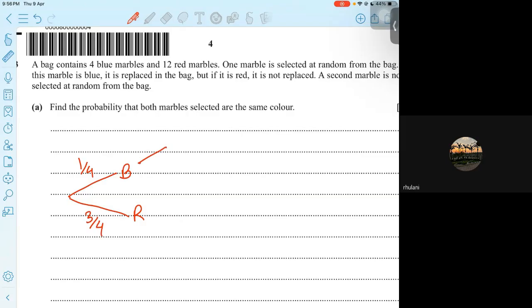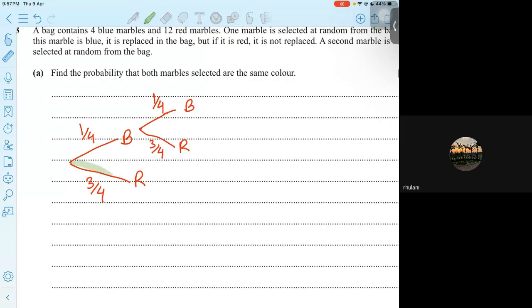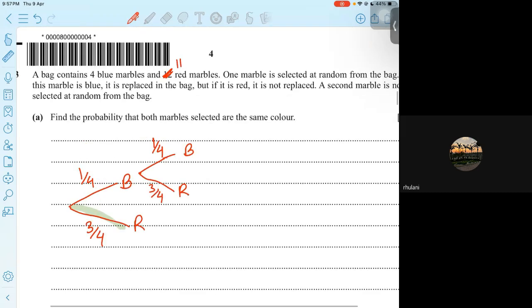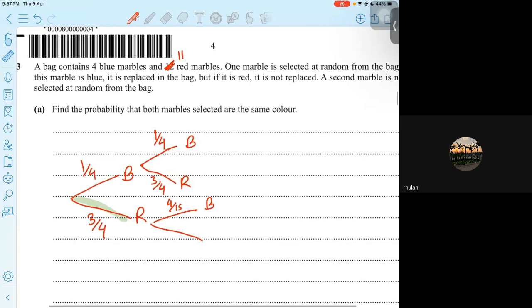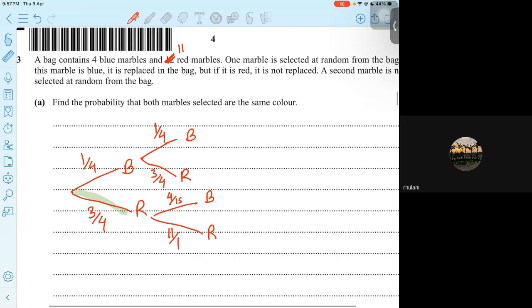So when we go to the second round for blue and for red, it's still just 1 over 4, because it's the exact same thing as the first scenario. And for the second scenario, it's still the exact same scenario because we didn't change anything. However, if we go down this route, then we pick the first marble and we see that it's red, and then we don't keep it back anymore. So after that, our red marbles become 11 and our blue marbles is still 4, right? So for blue, it becomes 4 over 15 now. And for red, it becomes 11 over 15 now.